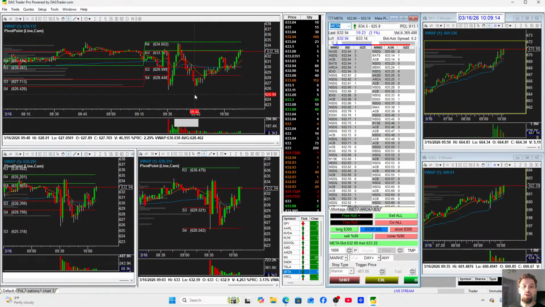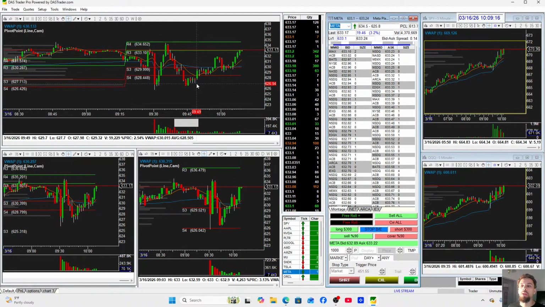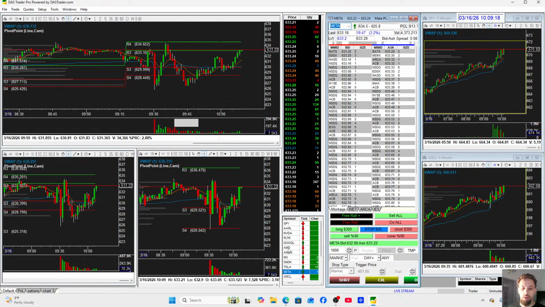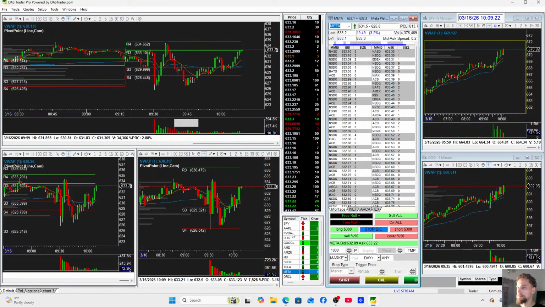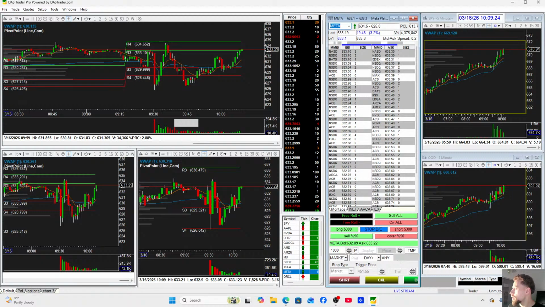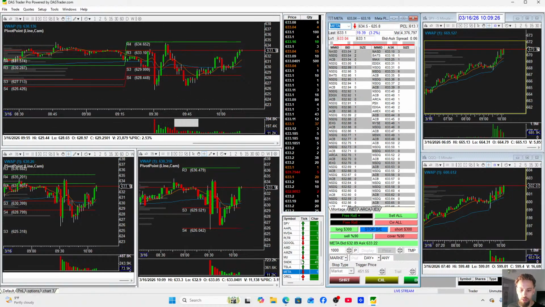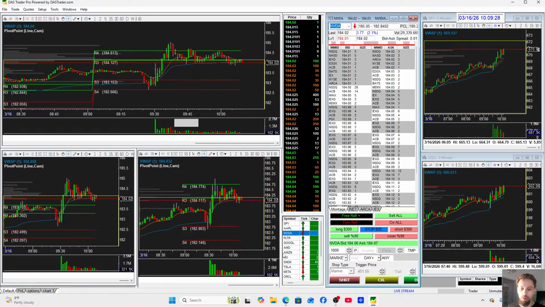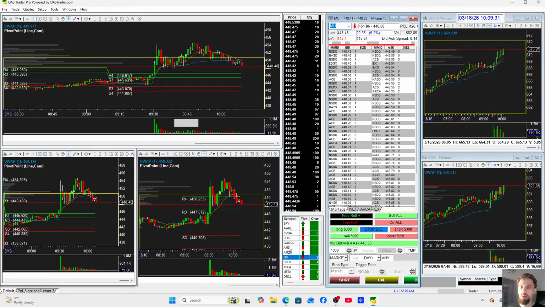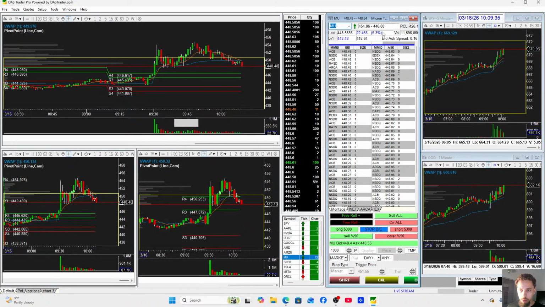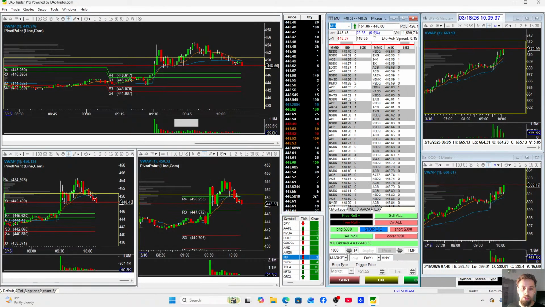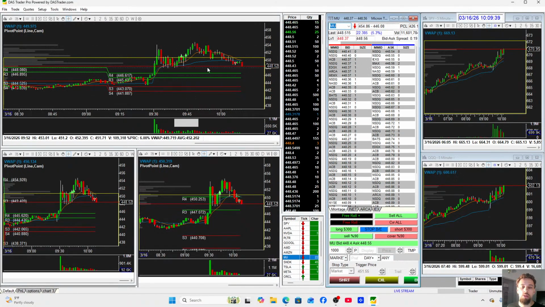Meta looking to break. Yeah, I mean, everything else has pretty much been trending up nicely. This is something I have to keep in mind. So MU is already up 5% on the day.